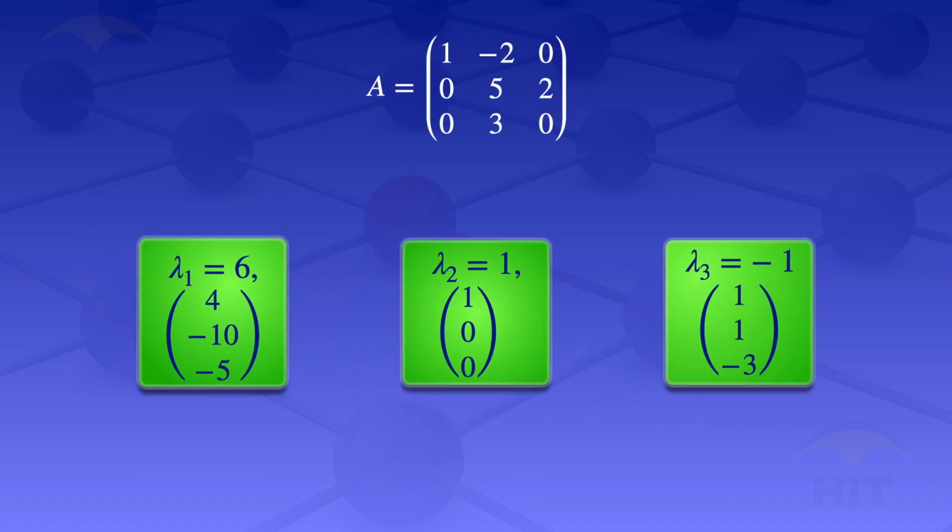So what we are having there is for the matrix A, which has elements 1, minus 2, 0, 0, 5, 2, 0, 3, 0. It has eigenvalues lambda equals to 6, lambda equals to 1, lambda equals to minus 1. And the linearly independent eigenvectors are 4, minus 10, 5, 1, 0, 0, and 1, 1, minus 3. So those are the eigenvectors over that matrix A.